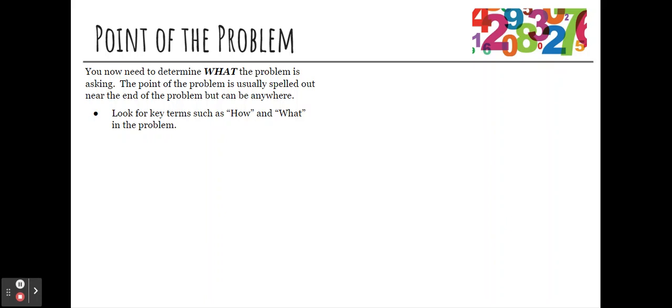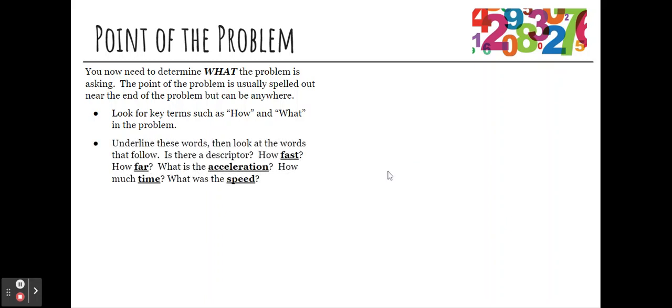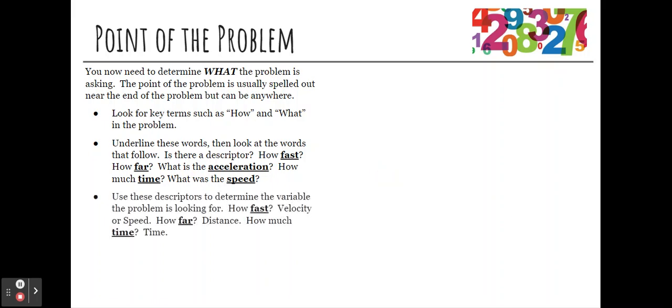All right, I look for key terms such as how or what in the problem, and then a descriptor that follows that key term, such as how fast, how far, what is the acceleration, how much time, what was the speed, because that descriptor tells me my unknown. I'm going to use it to determine the variable symbol for what I am looking for.